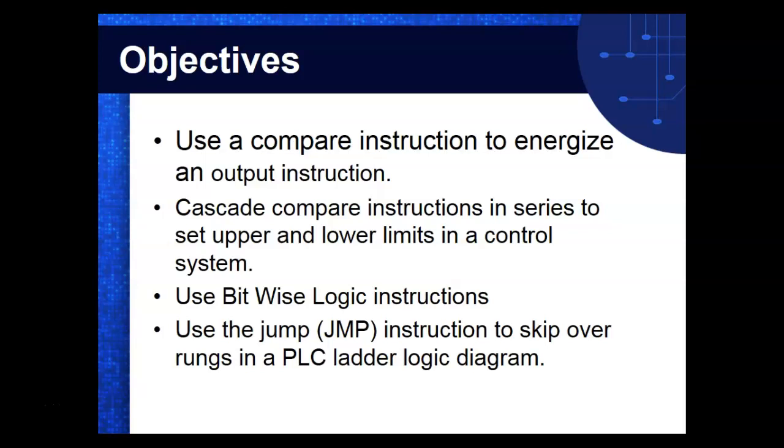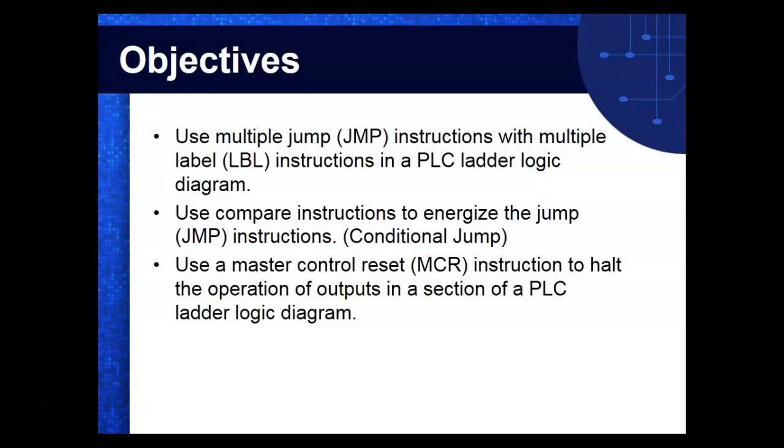Use a jump instruction to skip over rungs in a PLC ladder diagram. So we're going to start getting into our program control instructions. We'll use multiple jump instructions with multiple labels. So you can see that's two instructions, JMP and LBL. We'll discuss those. We're going to use compare instructions to develop what we call a conditional jump, which is pretty neat. And these have been around in every programming language that I have ever programmed in. And believe me, I programmed in quite a few.